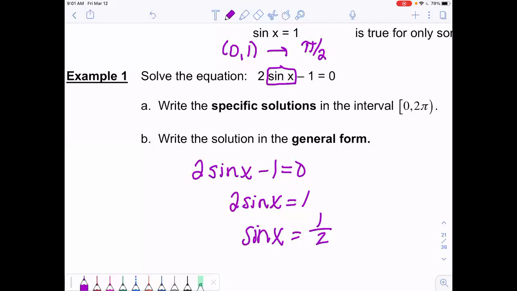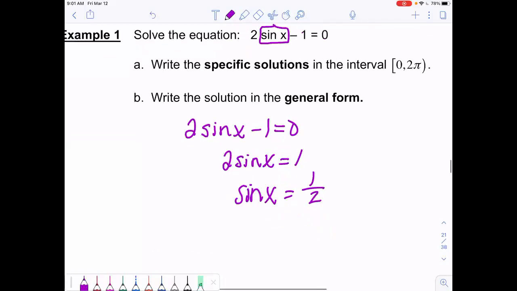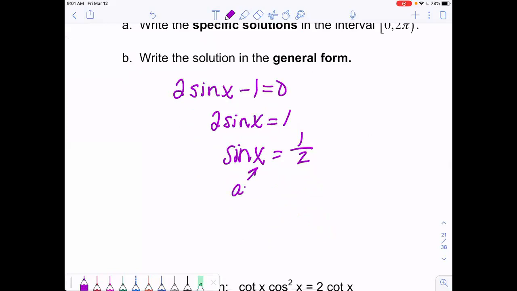And then the worksheet they did on Wednesday is to find x. Remember, x is the angle. So we're really finding the angle.